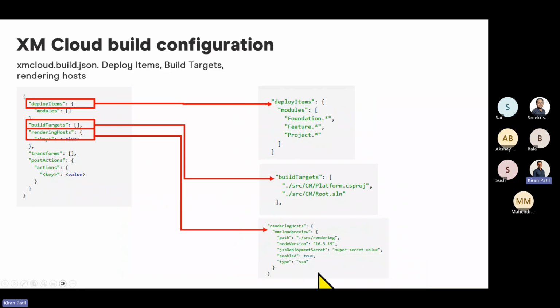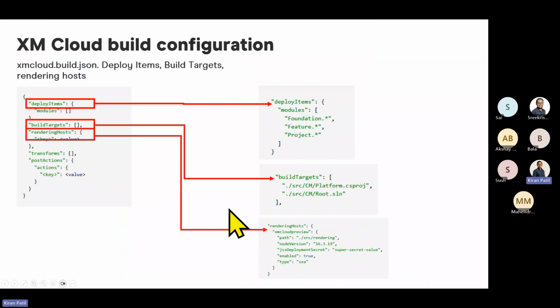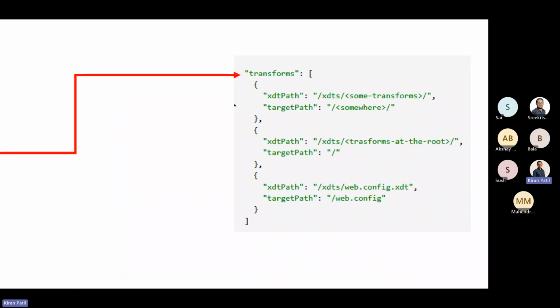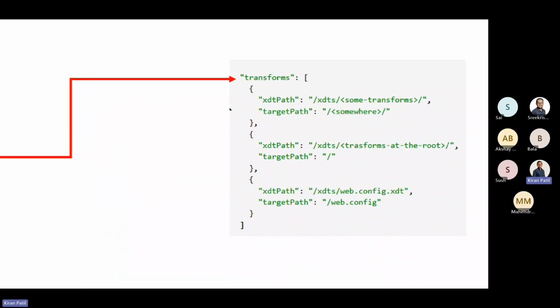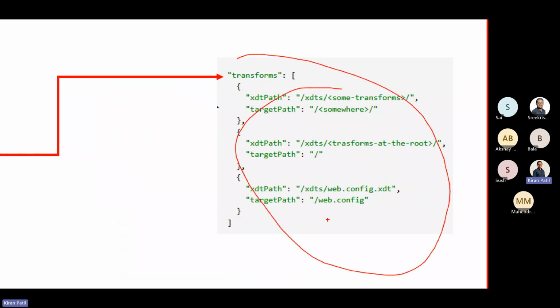In case you want to deploy anything on the rendering host, which is basically an editing host behind the scenes, you can configure it here. This is not Vercel, just an editing host configuration, so don't get confused with that. Transforms is mainly for transformations. In case you want to patch something, let's say in the config file you want to change compilation debug true to false, all those things in the web config or other config files will be happening here.